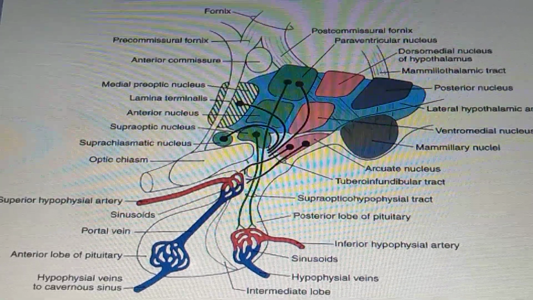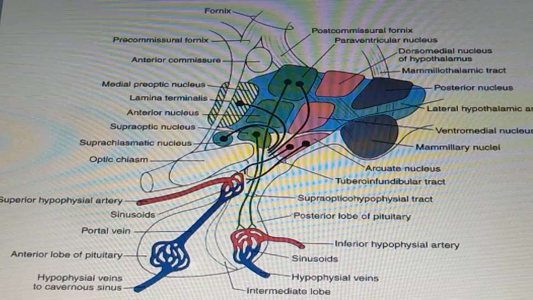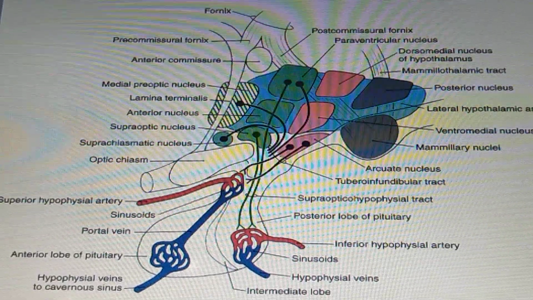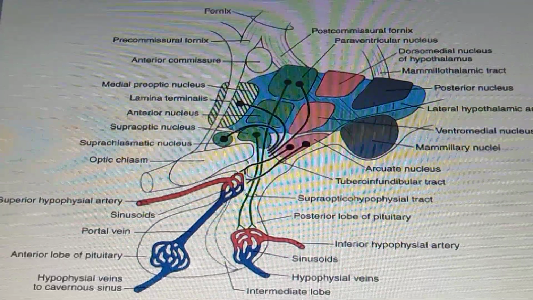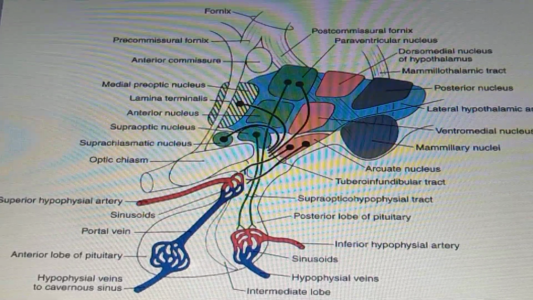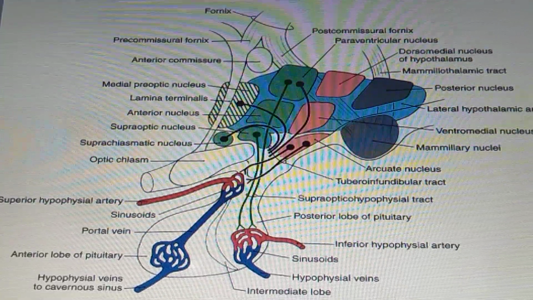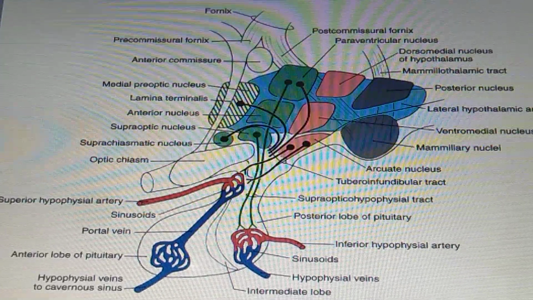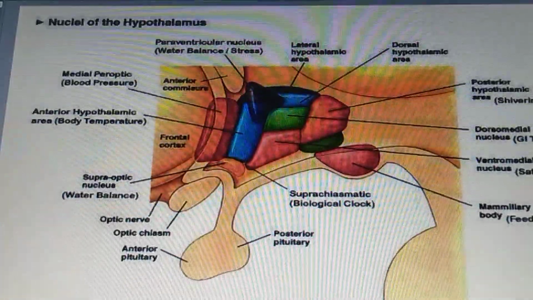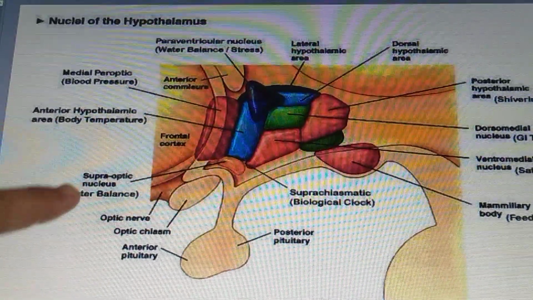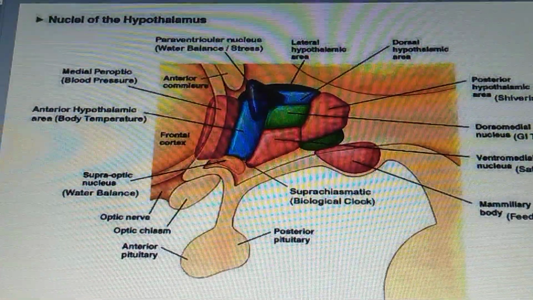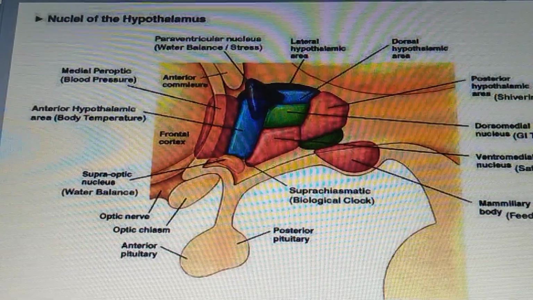These are the connections. Next is the very important part, that is the functions of the hypothalamus. The hypothalamus is a complex neuroglandular mechanism concerned with the regulation of the visceral and vasomotor activities of the body. Now, in the previous diagram that we have seen with the nuclei, see each nucleus here, in the bracket there is written something. They are the different functions of the nuclei. So, one by one we will take.